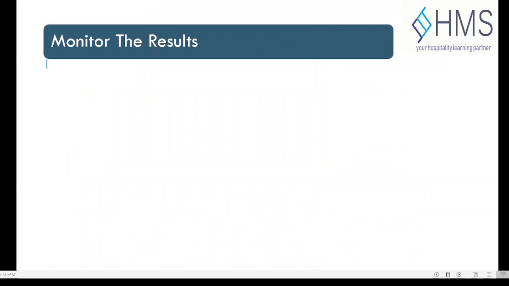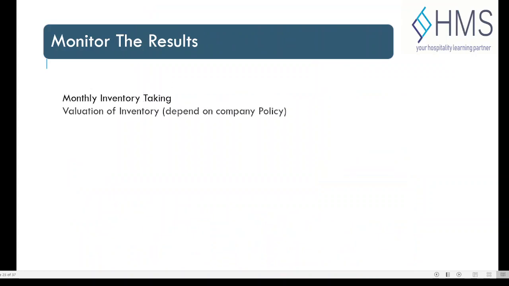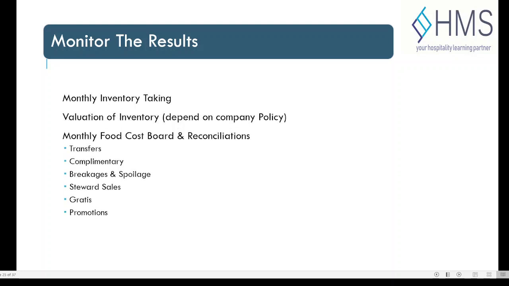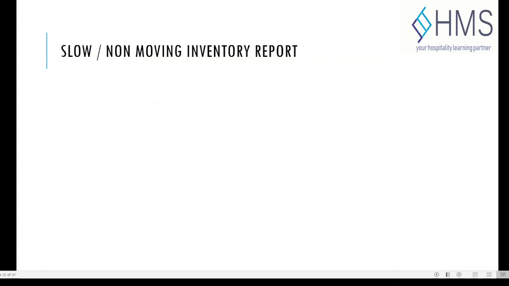Okay, and then finally you measure the results. So how do you measure the results? You normally do the monthly inventory taking. You value the inventory based on the company policy, but possibly most of the companies now are using the weighted average cost method. And then you prepare the monthly food cost board and reconciliation for transfers, complimentary, breakages, towards sales and any other items, right?